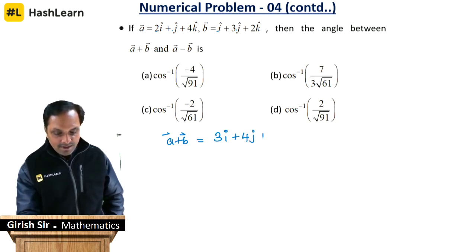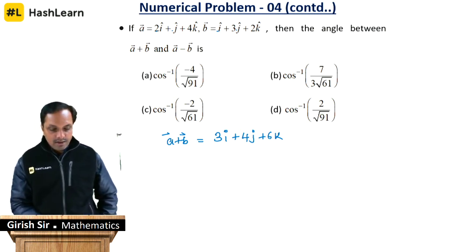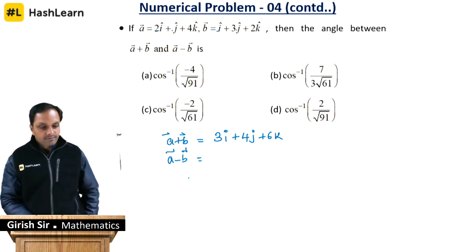Here 4 plus 2 is 6k. Okay, so that is your A plus B vector. Similarly, we will find the A minus B vector also. We need to subtract B from A.